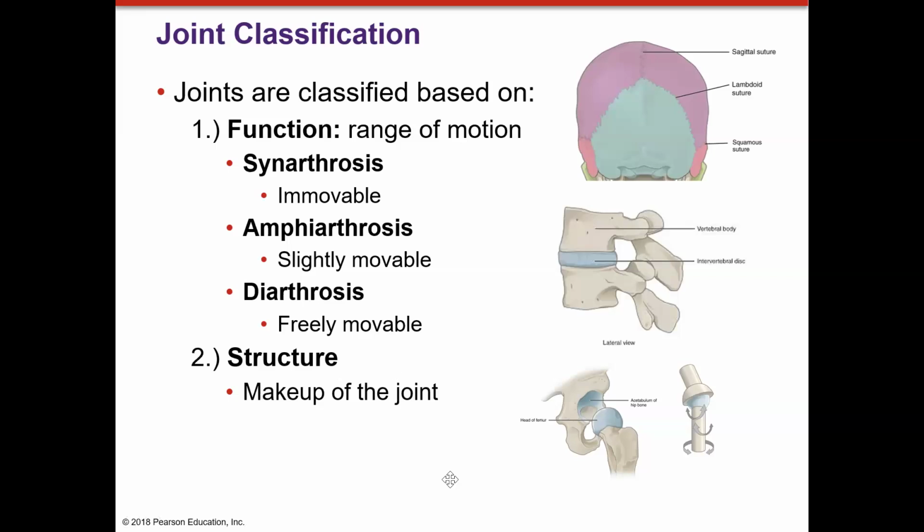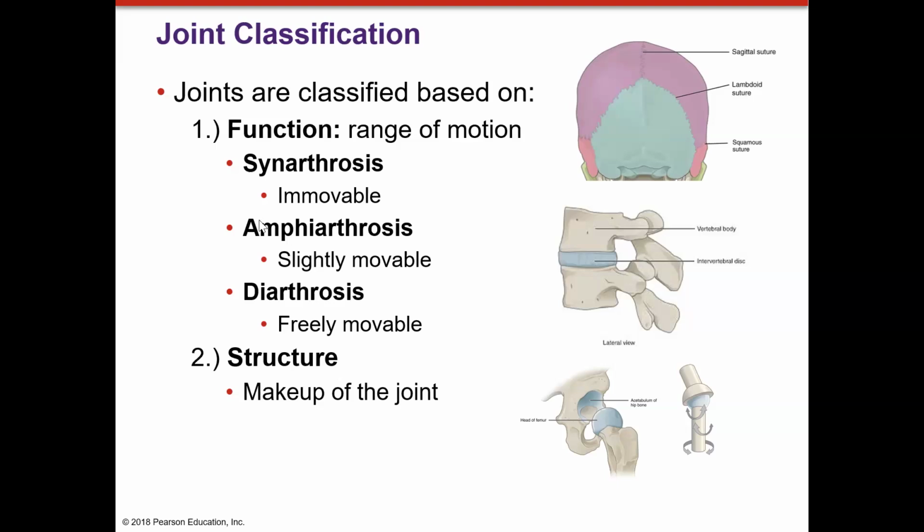So we're going to classify the joints in mainly two ways: one by function and two by structure. Function is going to show us the range of motion. So synarthrosis, so without movement here. This right here would be an example of quote unquote immovable. Again, these do slightly move, okay? But as far as the textbooks are concerned, these sutures are immovable.